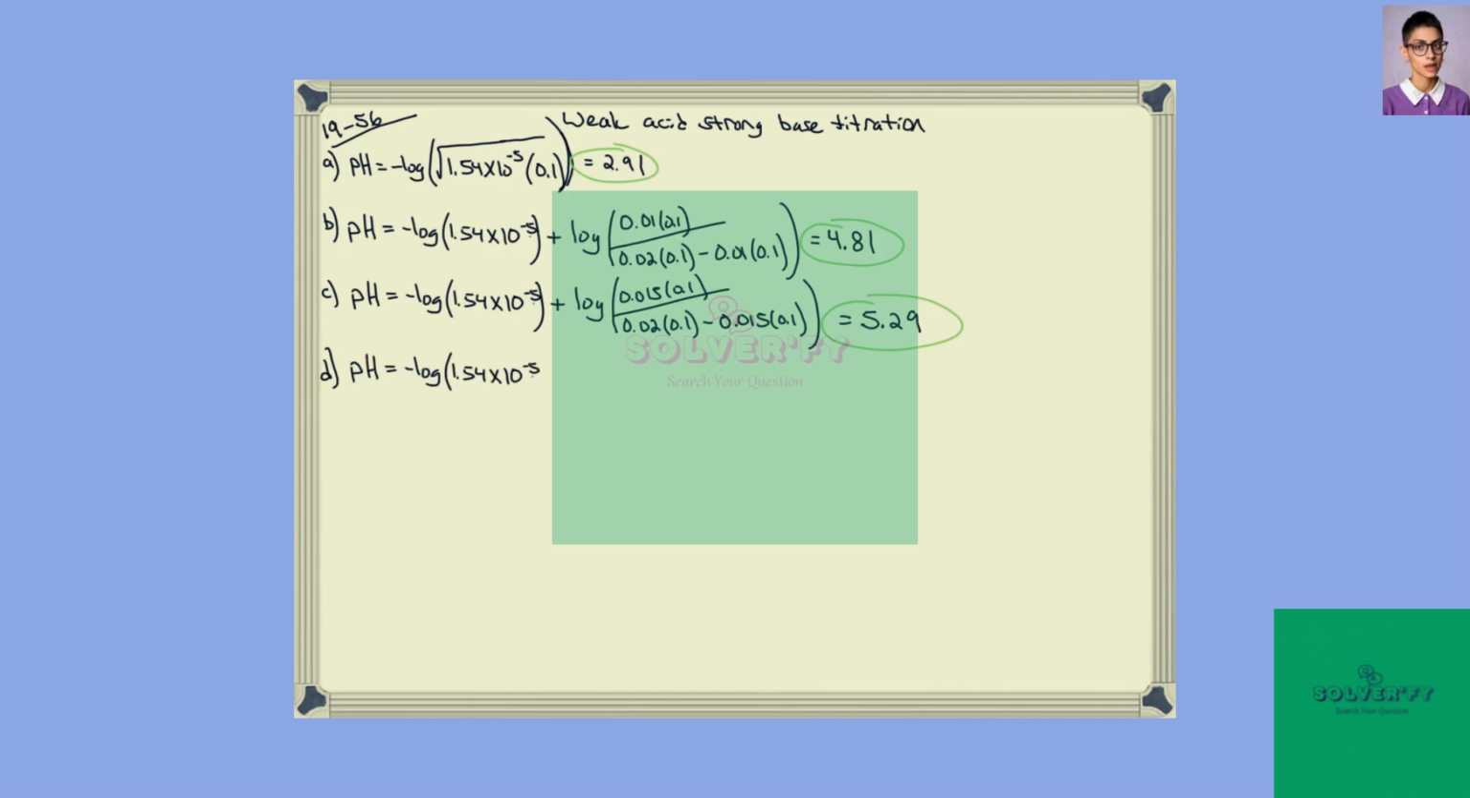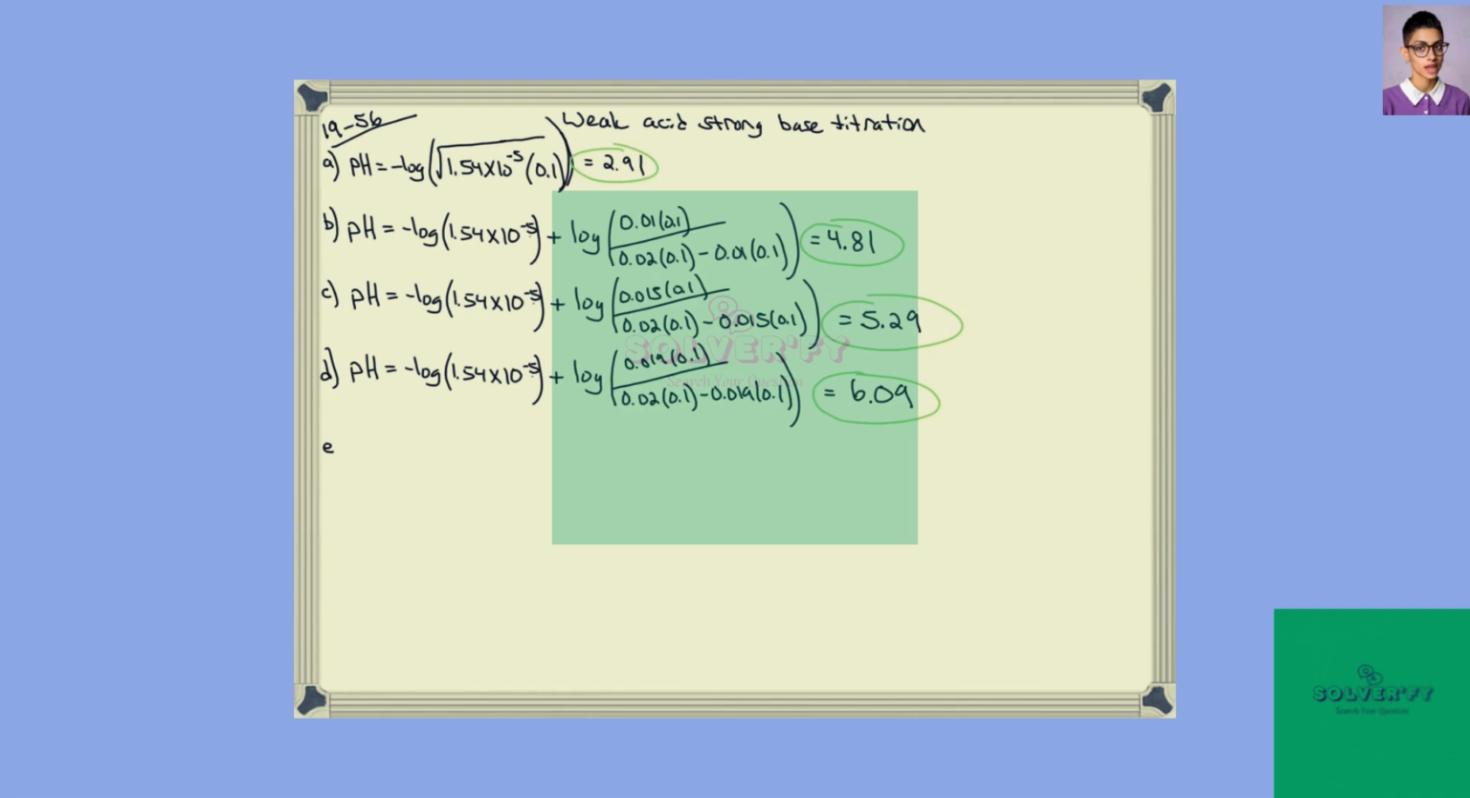Part D is 19 milliliters, again still pre-equivalence, so it'll be a calculation very similar to what we had before. The only difference is now the volume of strong base added, which in this case is going to be equal to 0.019 liters, or the 19 milliliters. And then up here we will also have the volume of strong base added, which will correspond to, when multiplied by the molarity, the moles of weak base formed. And we get a pH of 6.09.